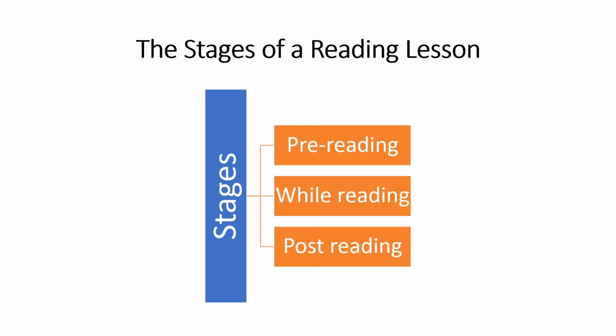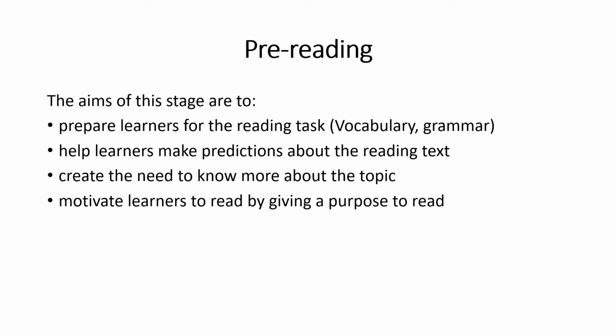There are separate aims for different stages, which we are going to look at in the following slides. The first stage is pre-reading, and the aims for this stage are to prepare learners for the reading task by pre-teaching vocabulary and grammar. Remember that students need to know at least 90% of the vocabulary in a text in order to comprehend the text successfully.